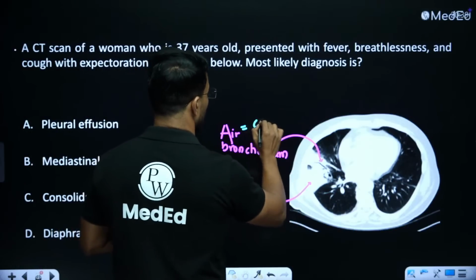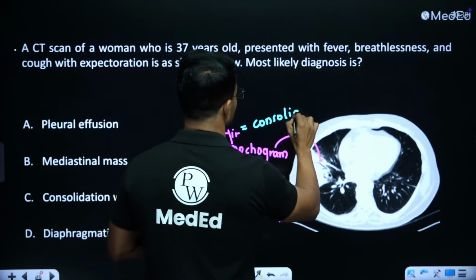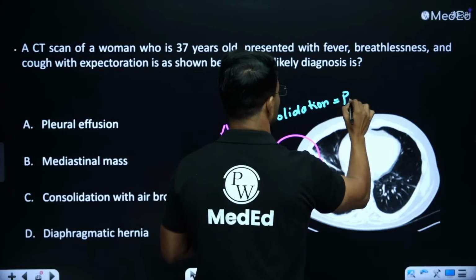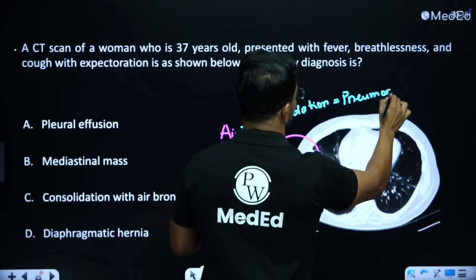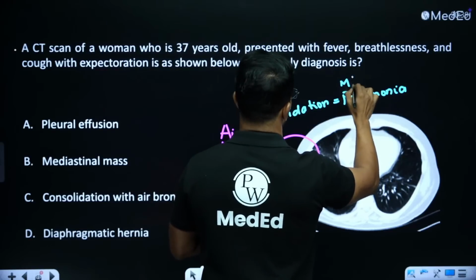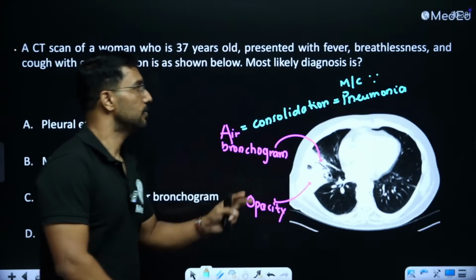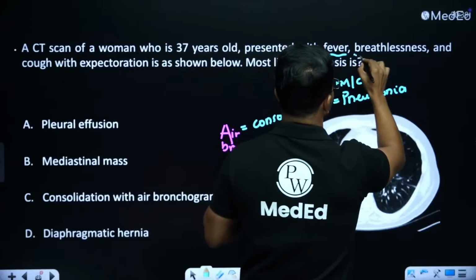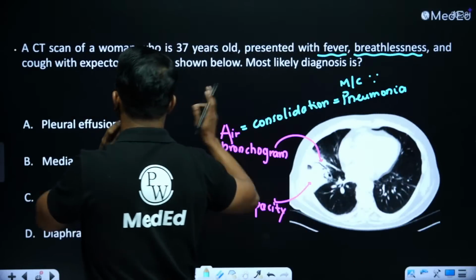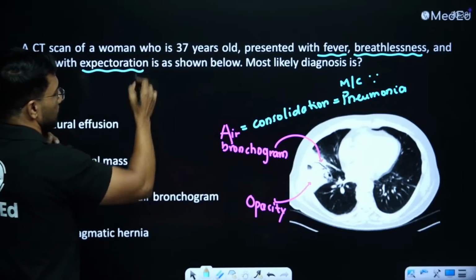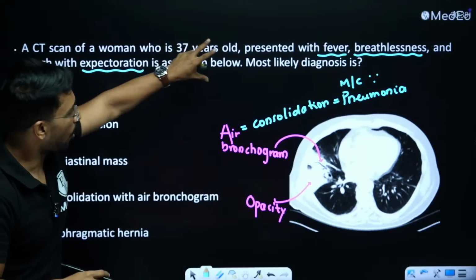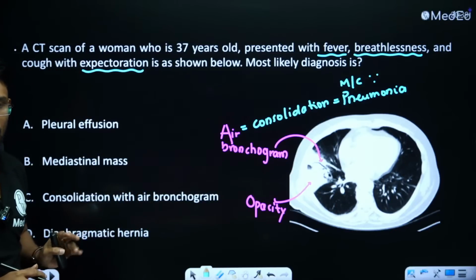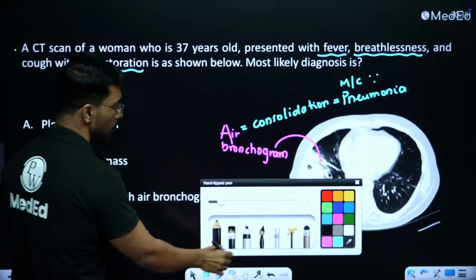Consolidation, solidification of the lung, most commonly happens because of pneumonia. So now everything fits into pneumonia, right? Like the patient has fever. Consolidation can happen because of collapse of the lung also, but then of course you will not have the fever and expectoration. So taking into account the context and the evidence of consolidation on the HRCT, what is our diagnosis? The diagnosis is we are dealing with pneumonia.